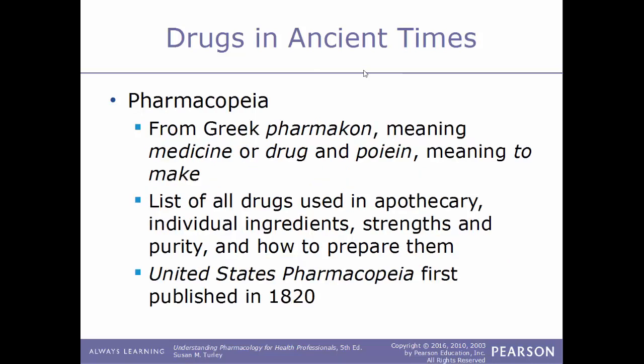And this leads us to our next term, pharmacopoeia. This is from the Greek pharmakon that we mentioned earlier in the video, which means a medicine or drug, and poion, which means to make. So this is a list of all the drugs that are used in the apothecary, the individual ingredients, the strengths, the purities, and how to prepare them. So this is a book of all drugs that a pharmacy would use and how to make the certain drugs that you need. And the United States Pharmacopoeia was first published in 1820.